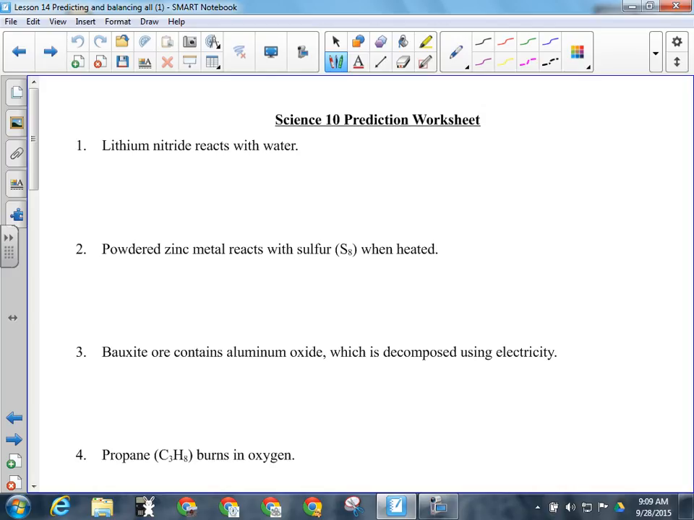All right, so let's have a look at number 1 here together. So I've got lithium nitride. What kind of compound is lithium nitride? Ionic. Lithium's a metal. Nitrogen is a nonmetal. So I've got lithium and I've got nitrogen. We said it's ionic, so I write the charges. Nitrogen's a -3. Lithium's a +1. What do I do with them? Drop and swap.